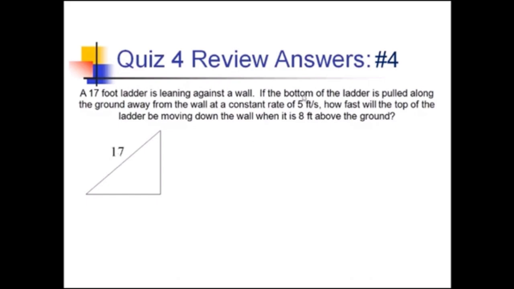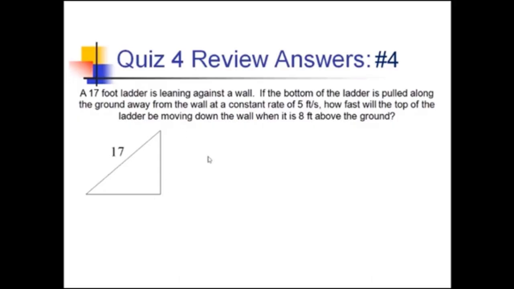So now we have the bottom of the ladder is pulled along the ground away from a wall at a constant rate of 5 feet per second. How fast will the top of the ladder, up here, be moving down the wall when the ladder is 8 feet above the ground? So we have multiple rates of change going on. We have the horizontal rate of change and a vertical rate of change.